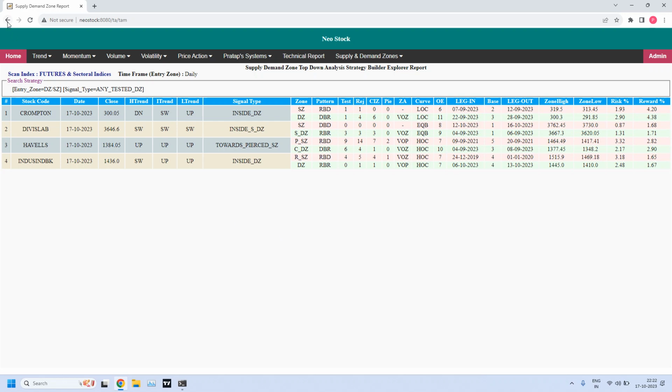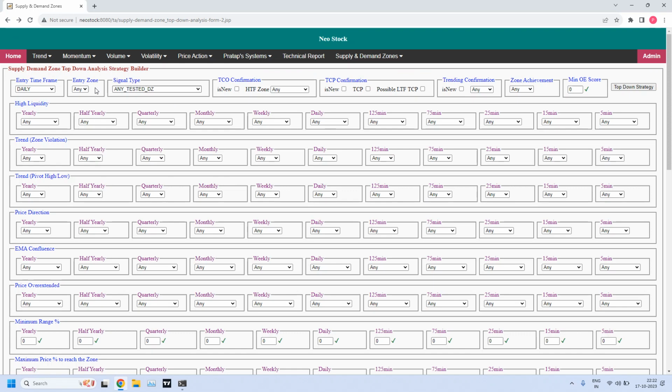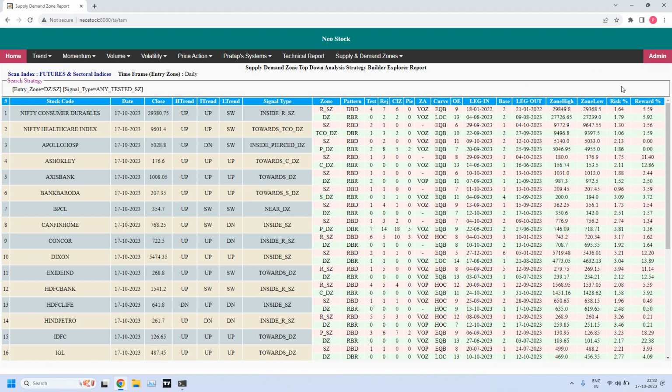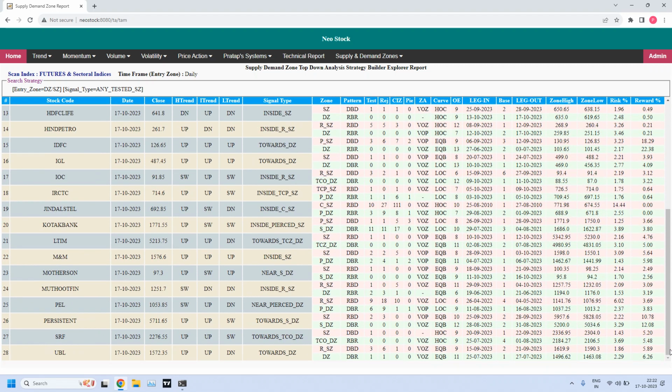So let's go back. For entry time frame daily, let us find the tested daily supply zones. So many supply zones are tested today. So a total of 28 supply zones tested today.